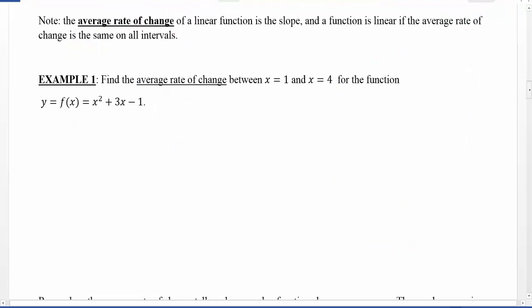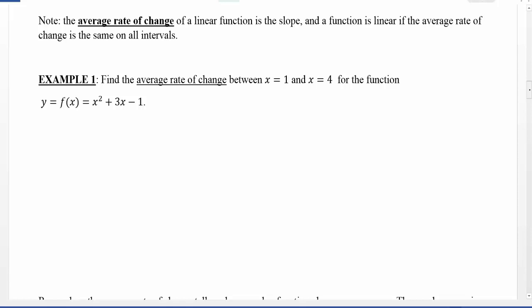Note, the average rate of change of a linear function, or of a line, is just the slope of that line. And if it turns out that when you're computing average rates of change over a function, they're all the same, then that function is linear, because the slope would be the same everywhere.